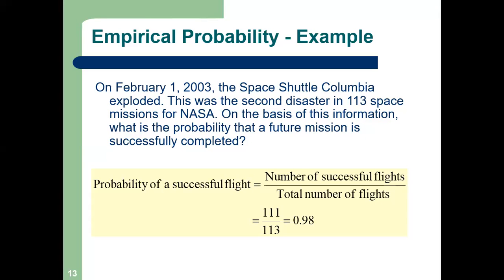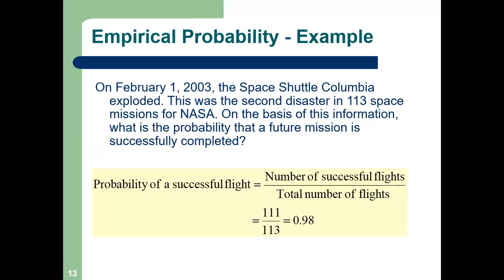In this example, you can see total number of space missions were 113 and successful missions were 111. As I told you earlier, two space missions were exploded or failed. So out of 113 missions, two failed, and successful missions were 111. If we divide 111 by 113, the answer would be 0.98. It means there is a 98% possibility that their new mission will be successfully completed. Or we can say 0.98 probability of successful completion of the new mission.